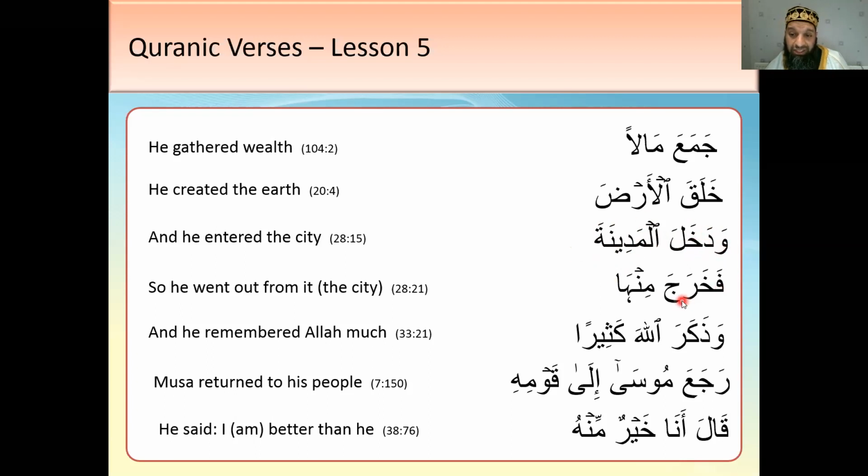Okay? فَخَرَجَ مِنْهَا. The fa means so. So what does kharaja mean? Leave. He left. So he left minha, from it. It's a feminine thing, yeah? So he left from it. We don't know who did the leaving, because the doer is always marfu, but there's no marfu word here. So we don't know who did it, but he entered, he left from it.